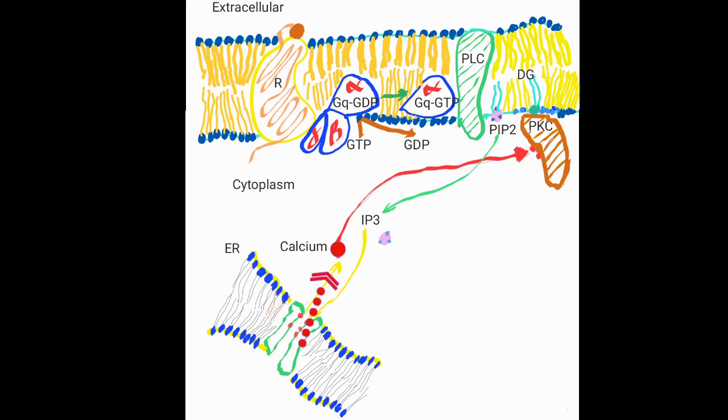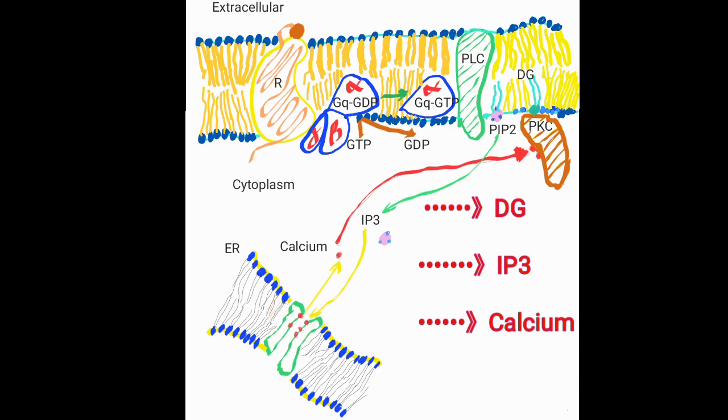As such, activation of phospholipase C produces 3 second messengers in total, whose amounts are going to increase as a response to this activation. And the 3 second messengers produced are diacylglycerol, IP3, and calcium.